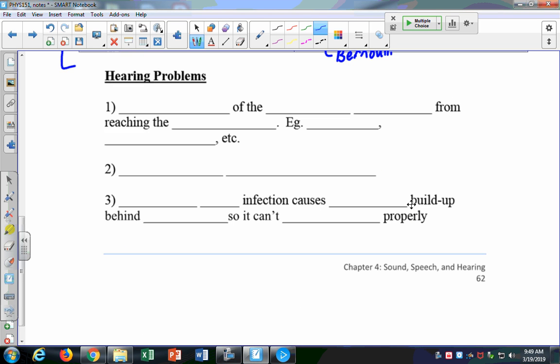All right, let's look at hearing problems. A very common hearing problem is that you have an obstruction of the ear canal, usually because you've been sticking Q-tips down in there too much. You get all the earwax compacted.